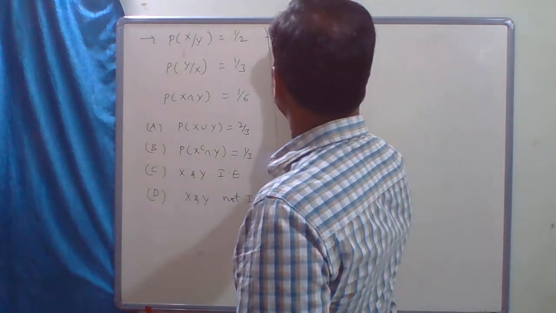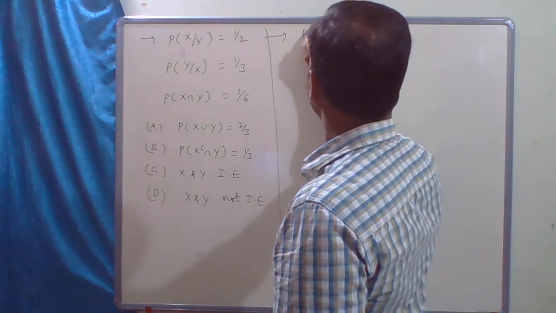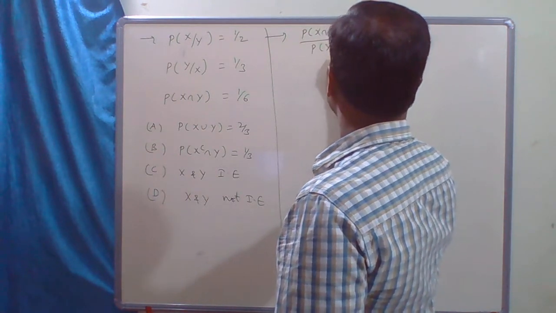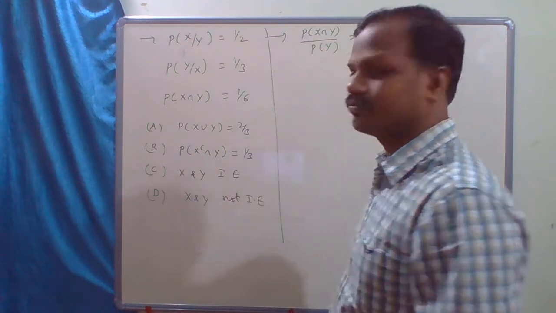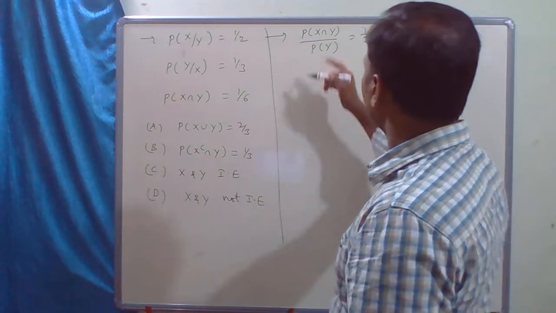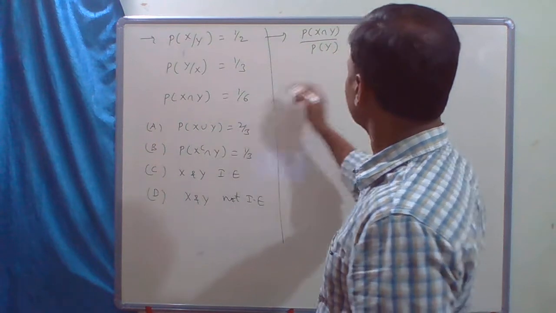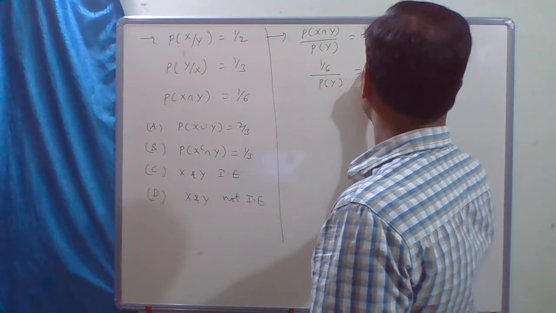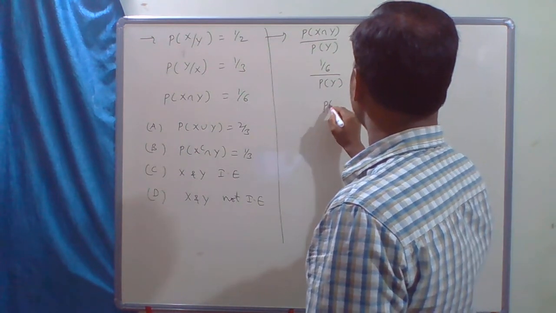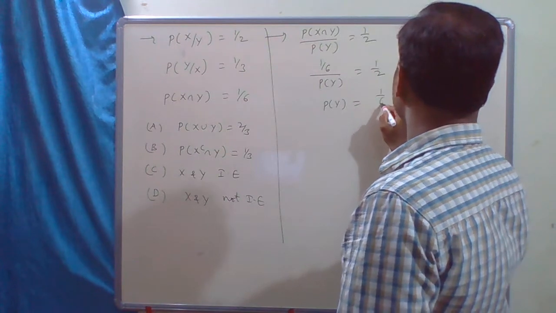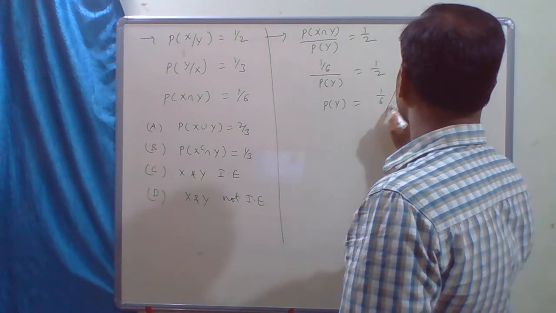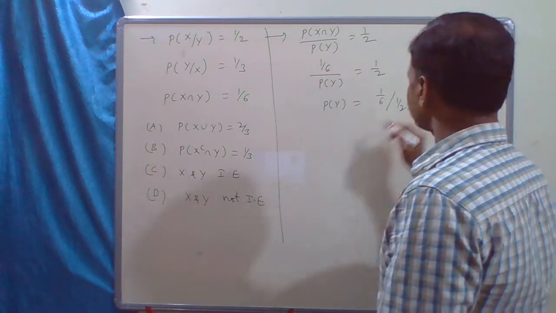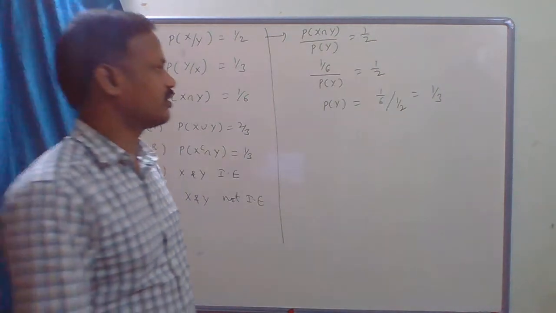Now from this, probability of x given y, that is probability of x intersection y by probability of y, equals 1 by 2. Yes or no? Now what is the probability of x intersection y? Which is 1 by 6. So this is 1 by 6 by probability of y equals 1 by 2. So probability of y is 1 by 6 by 1 by 2, which is 1 by 3. Yes or no? So probability of y is 1 by 3.